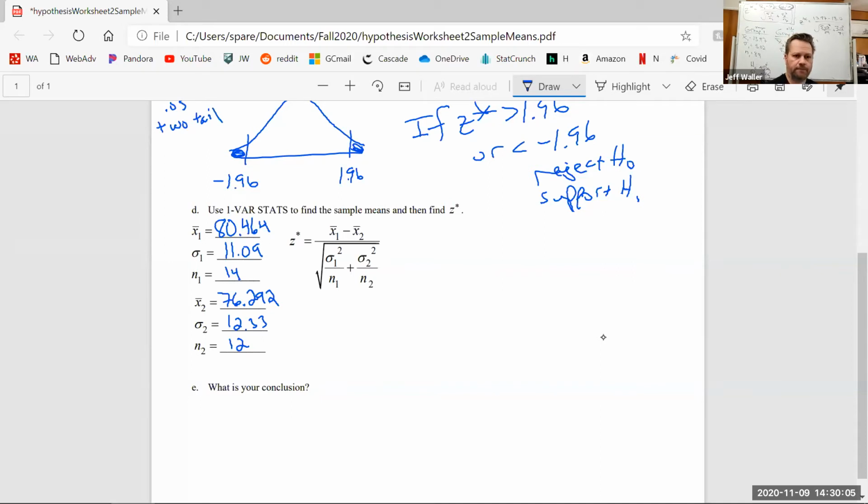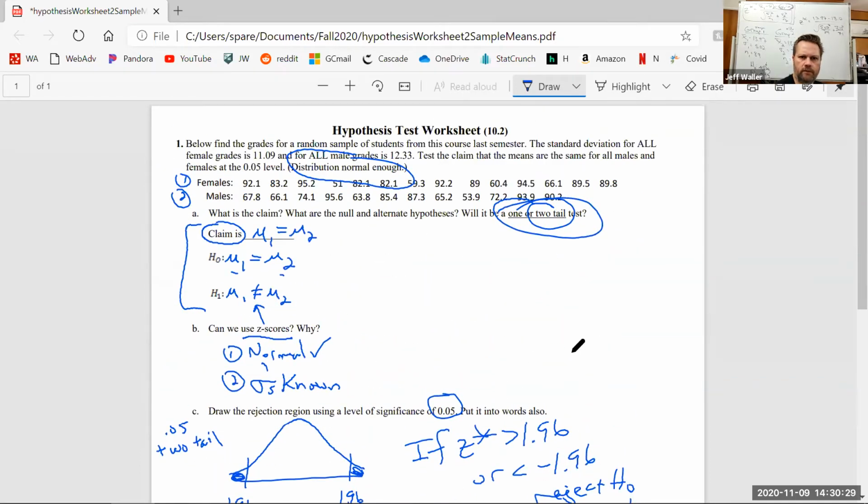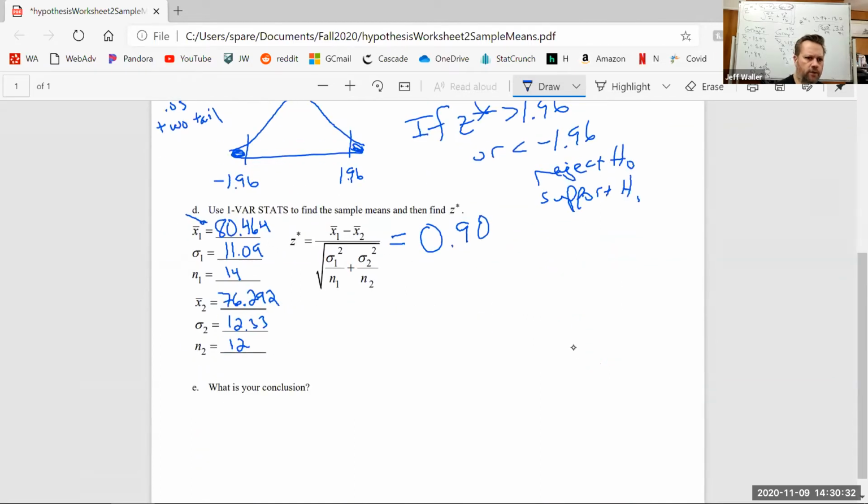Did anyone get an answer yet? 0.90. Yeah, I got 0.90. Exactly. That's the smallest z yet. So on the surface, it looks like these two grades are really different. I mean, they're a good 4 points apart. But because the standard deviation was pretty large and the samples are pretty small, that all ends up meaning that they actually weren't that far apart.